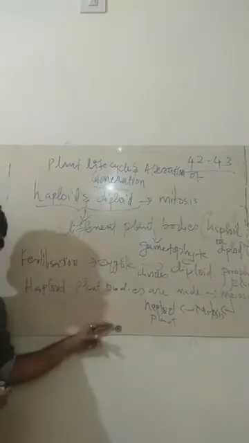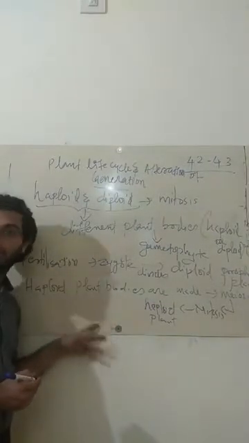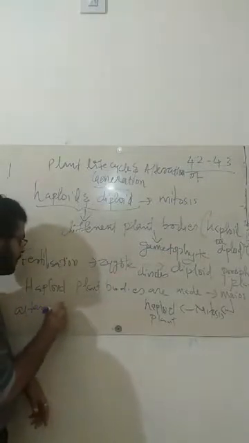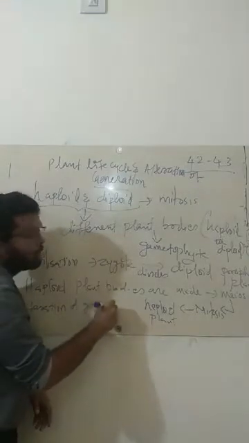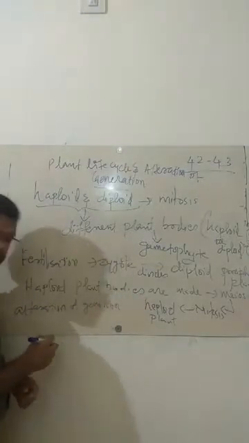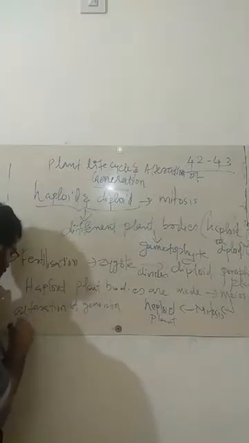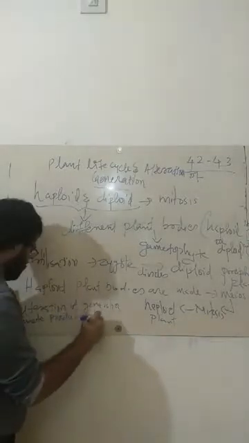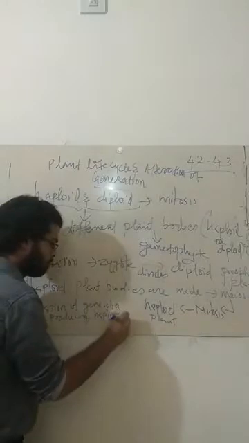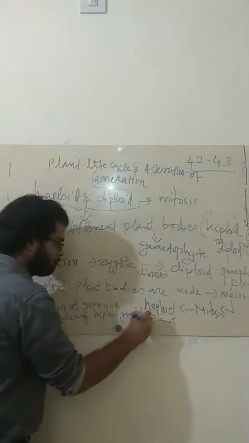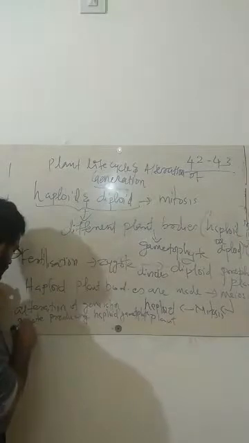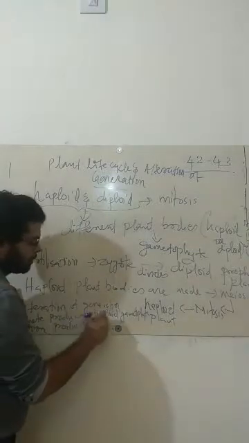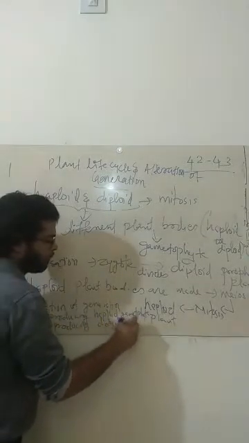Haploid plant. So thus there is an alternation of generation between gamete producing haploid gametophyte and spore producing diploid sporophyte.